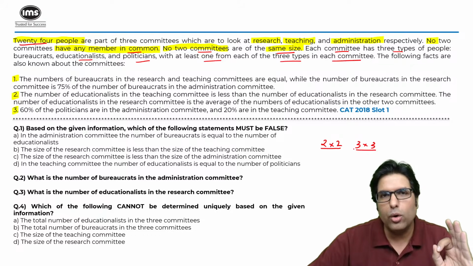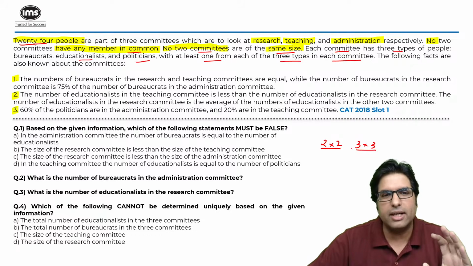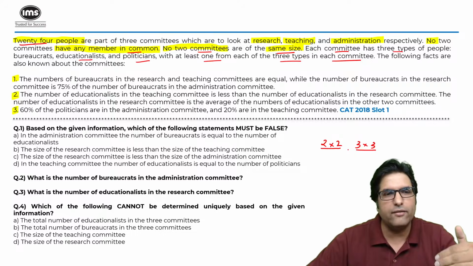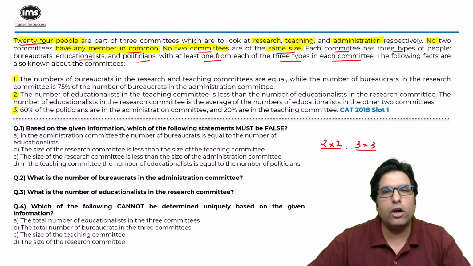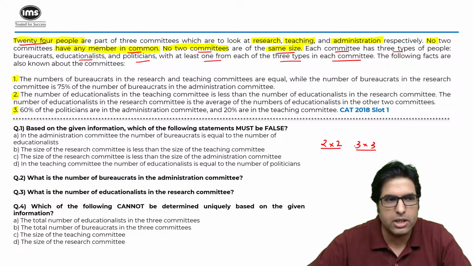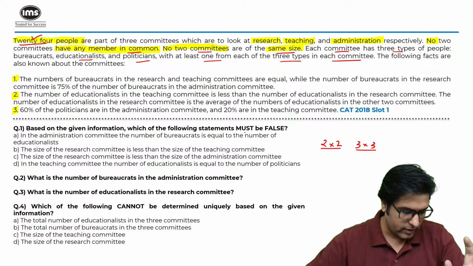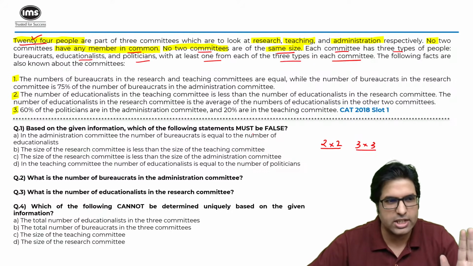So the moment you look at this data, anybody who has spent a sufficient amount of time in consulting will say, okay, it's a 3 cross 3. What is 3 cross 3? You will create three committees and you will create the three divisions in terms of type of people, bureaucrats and so on. So overall, you will have a 3 cross 3 grid. So 9 different boxes that you have to fill in numbers, wherein overall you have 24 people who are a part of the different committees. I hope this much is clear.